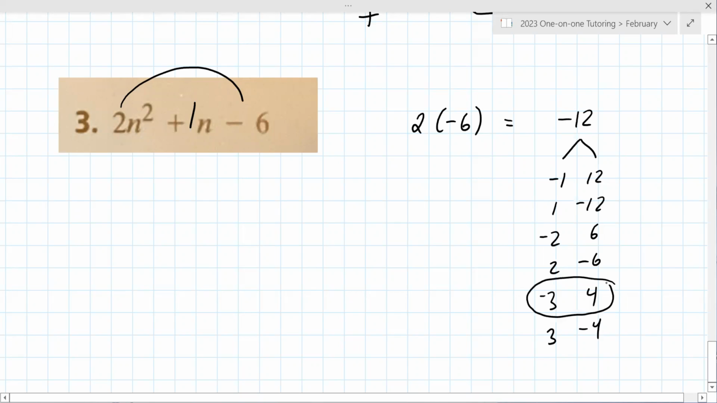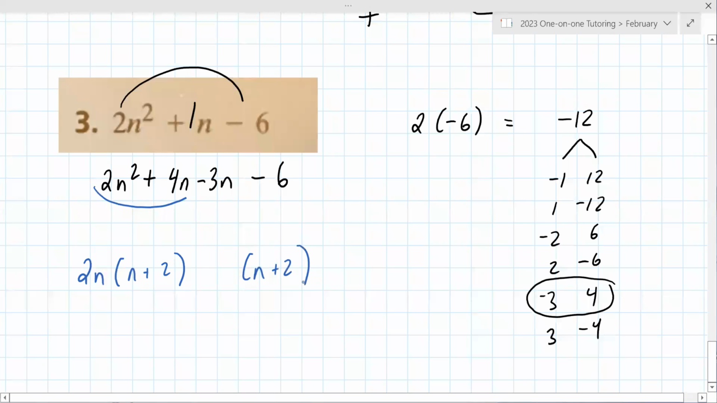So just like before, you break it apart, and it makes sense to me to do 4n minus 3n like this. From here, it's the exact same problem we've been doing. GCF between the first two is 2n. You immediately write that here. Then what goes in the middle? Minus 3. Minus 3 times 2 gets you back to negative 6. So then you factor that out, n plus 2, 2n minus 3. And there you have it.